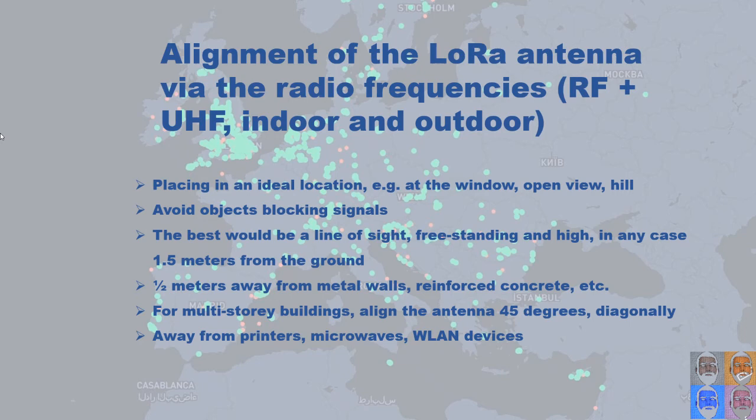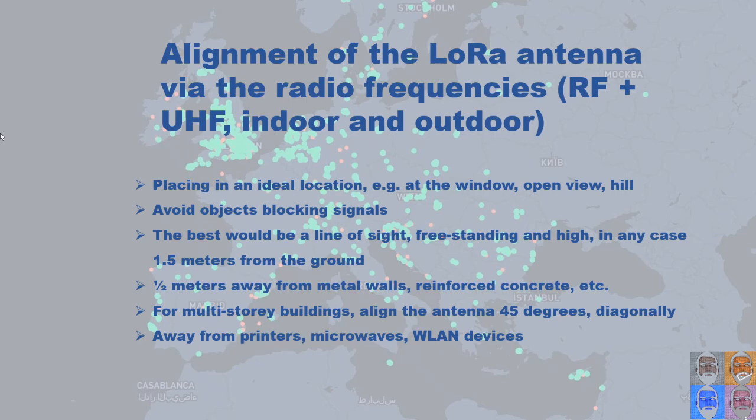If you put the antenna on the wall, keep it 1.5 meters from the ground, and around 2 to 3 meters from your wall, a little bit half free, or half a meter away from metal walls as a minimum, etc.